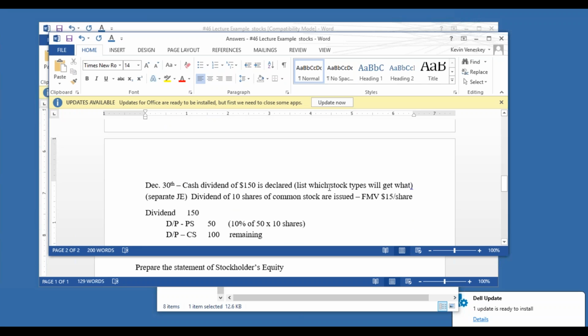The rest will go to my common stockholders. Dividend, this DP stands for dividends payable, just like an account payable. But remember, account payable is like if you're paying a company. Here we're paying our owners.